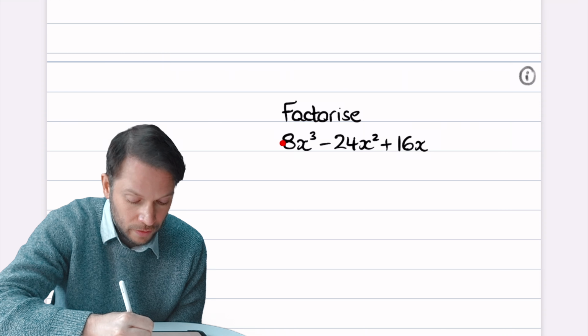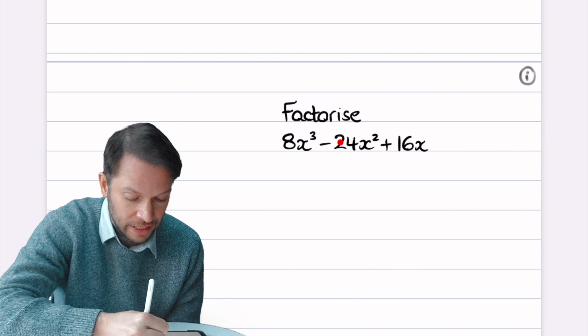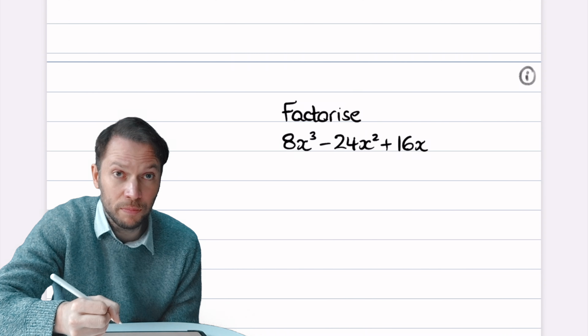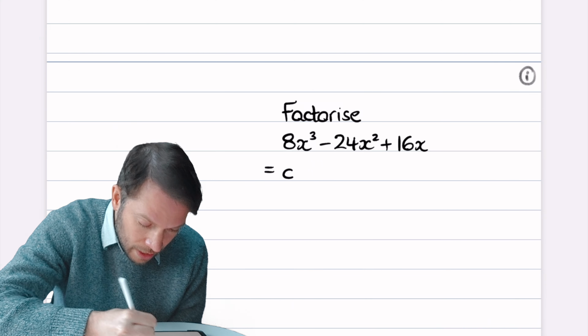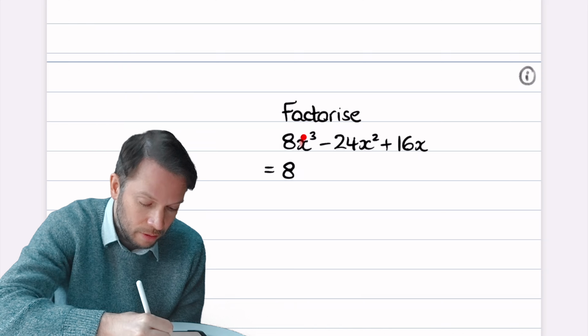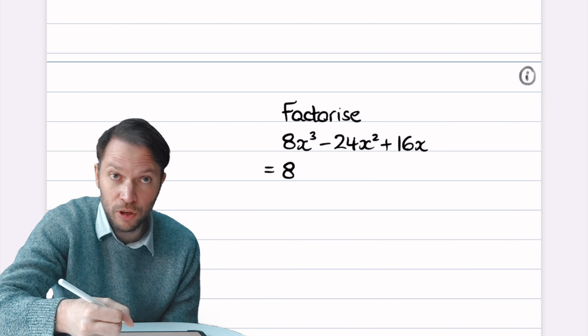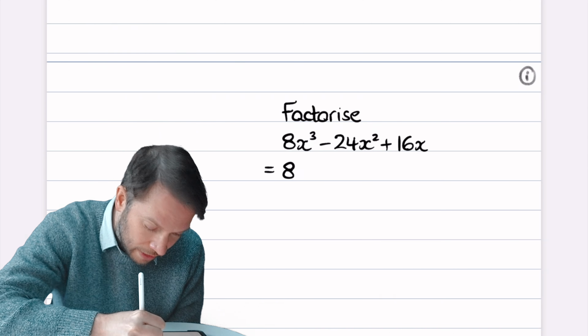Well, I can see these numbers are all even. You can take a factor of 2, but they're also actually all multiples of 8. So I can factor out 8. And I can also see that x cubed, x squared, and x all have a common factor of x. So we can factorise that out.